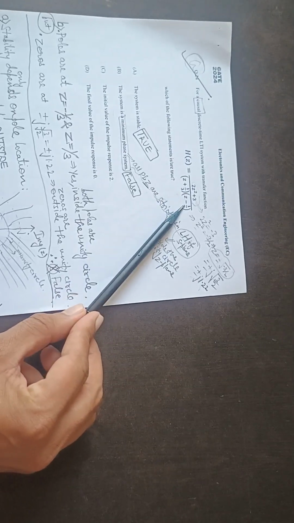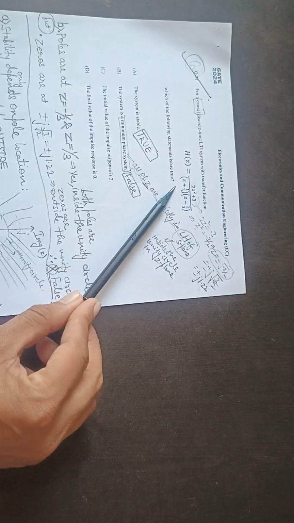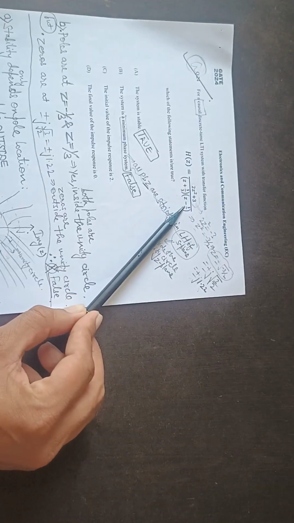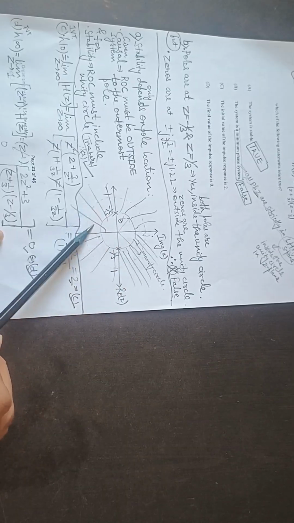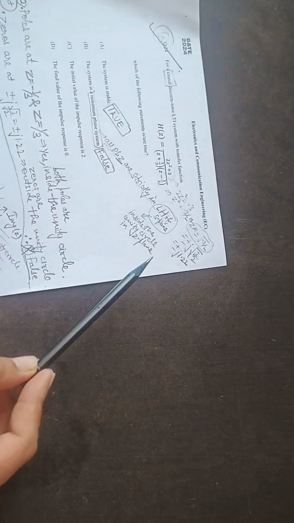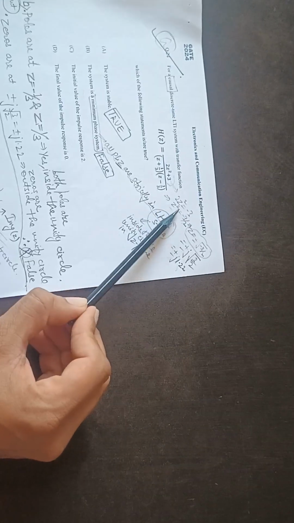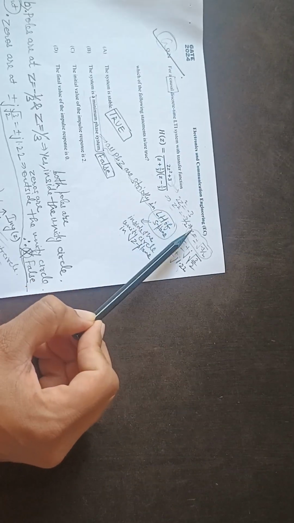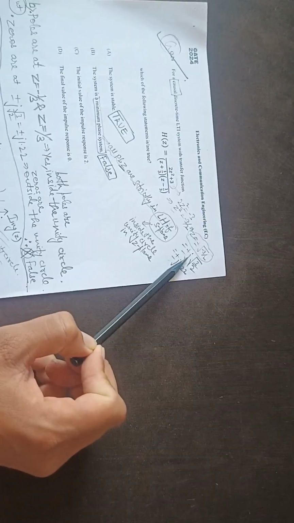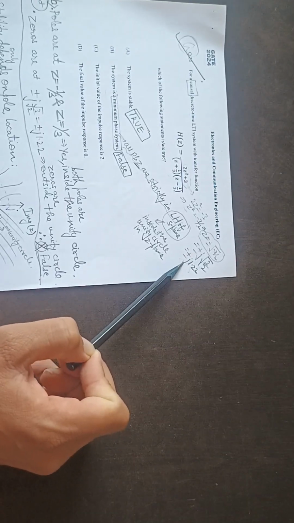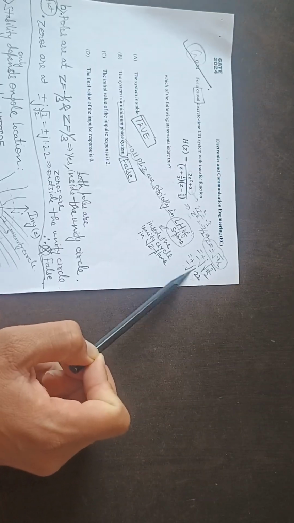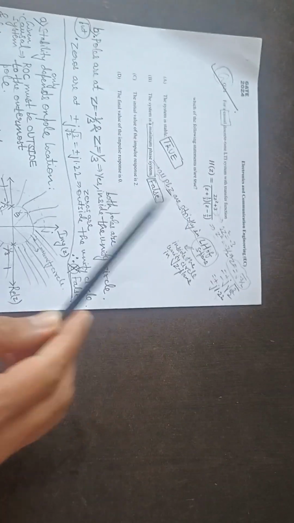So poles are inside the unity circle clearly, because one is at minus 1 by 3, one is at 1 by 3. So these are inside the unity circle. But zeros, if we see, then 2z² = -3. So z² is -3/2. So z is ± √(-3/2), which is ± j√(3/2), which is ± j 1.22. So these are outside the unity circle. So it is not a minimum phase system.